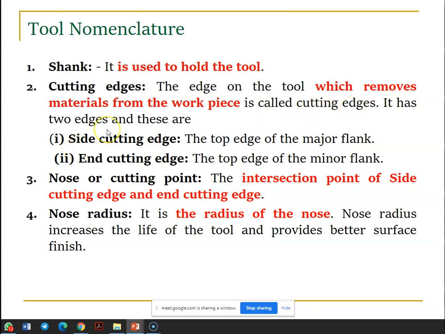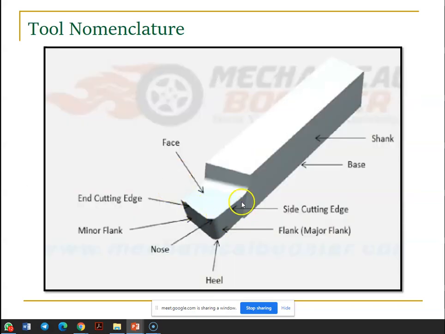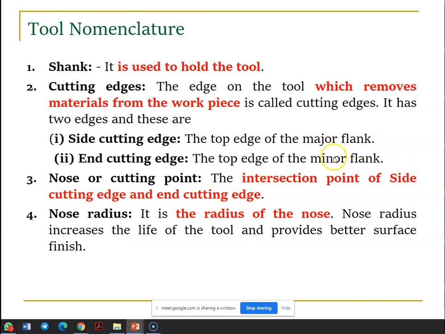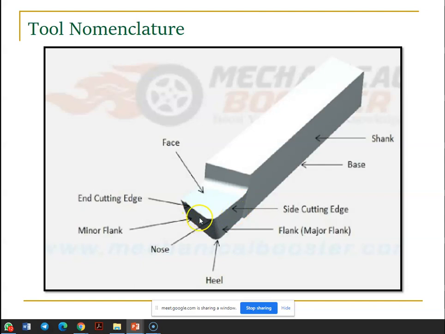It has two edges: side cutting edge and end cutting edge. The side cutting edge is generally the top of the major flank. The top edge of the minor flank is the end cutting edge. Then the nose or cutting point is the intersection point of the side cutting edge and the end cutting edge.